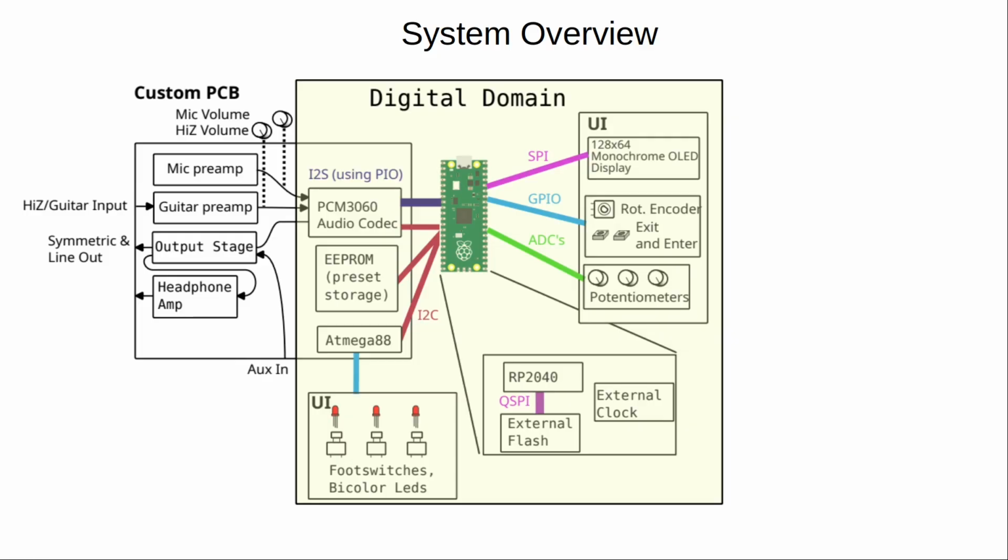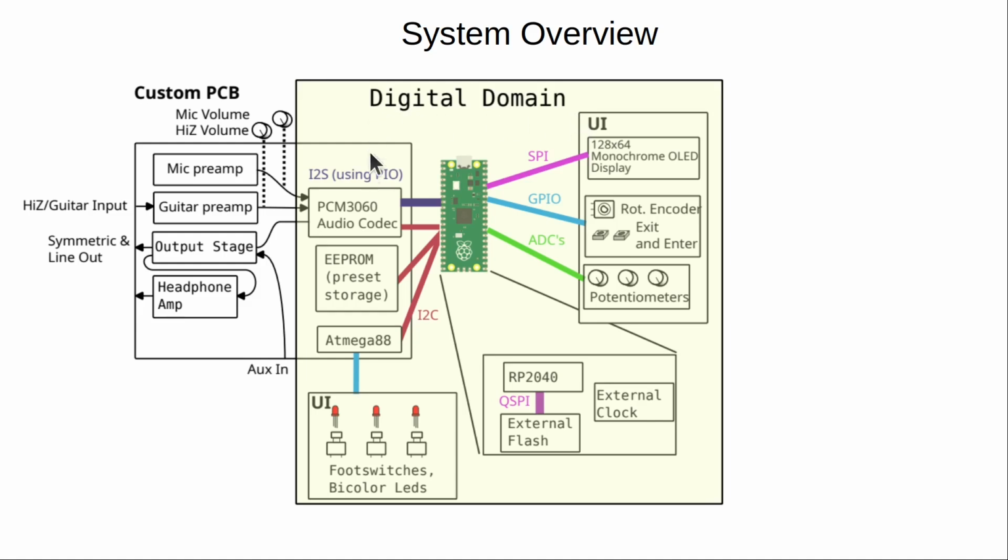At the core there is either a Raspberry Pi Pico board or a Daisy Seed board. In this video I'll talk mainly about the Raspberry Pi Pico version, otherwise it would get too widespread. Maybe this will be a topic for another video. The core board is attached to a custom PCB. It contains a few analog parts such as audio preamps, output stages and headphone amplifiers. As mentioned previously, this video is about software, so the digital domain is the center of attention now.